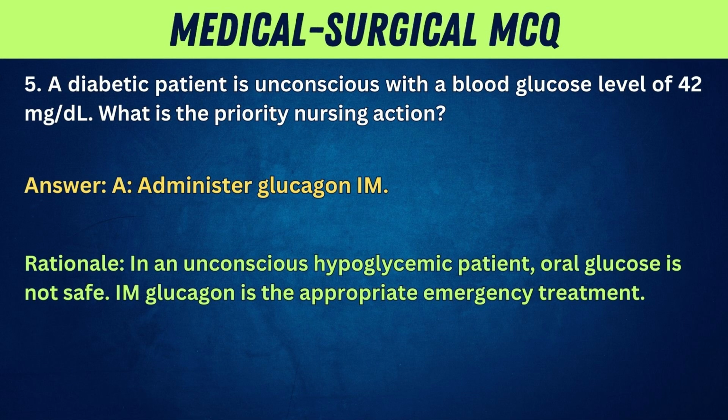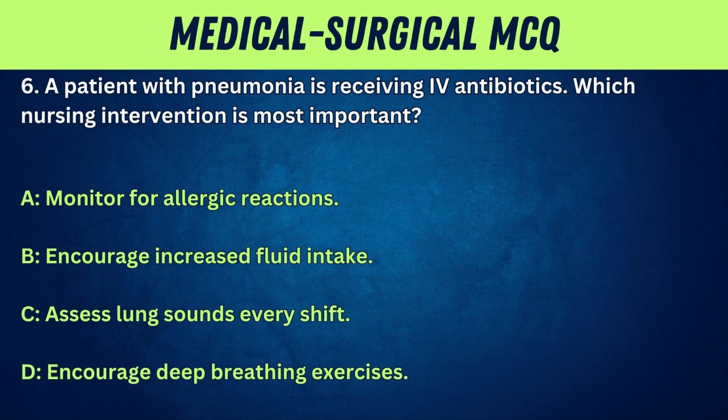A. Administer glucagon IM. Rationale: In an unconscious hypoglycemic patient, oral glucose is not safe. IM glucagon is the appropriate emergency treatment. 6. A patient with pneumonia is receiving IV antibiotics. Which nursing intervention is most important?